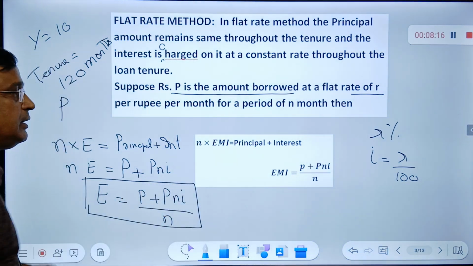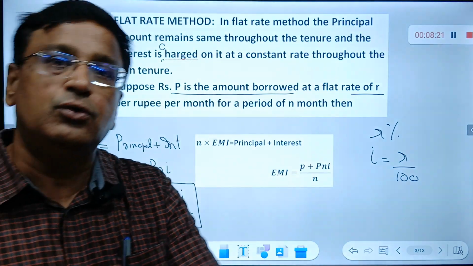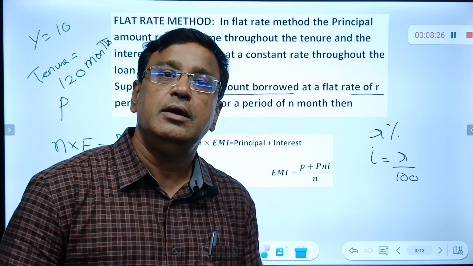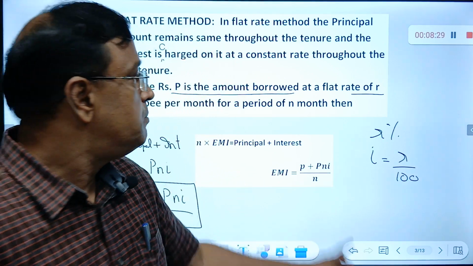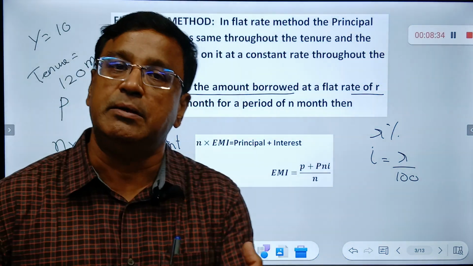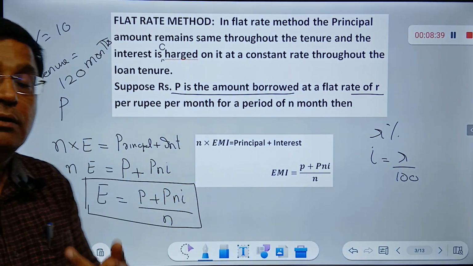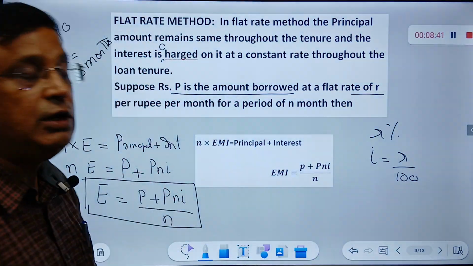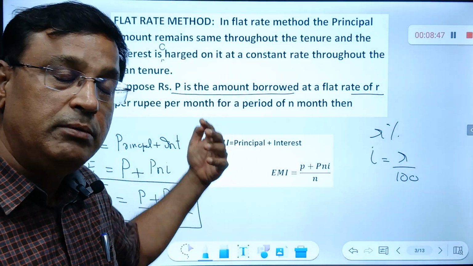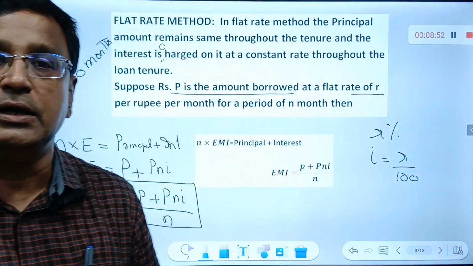Here E stands for EMI. So how did I calculate this? EMI of 1 month into the number of times you pay is equal to the total EMI. Now what is total EMI? Principal plus the interest. Principal is P, interest is PNI. So from this it is possible for me to calculate what EMI is. So this method is called the flat rate method. Very, very simple, very useful, and it generally comes for 1 mark or 2 marks. Most of the questions come for 5 marks or 4 marks. Case study questions come not from the flat rate method but from the reducing balance method.